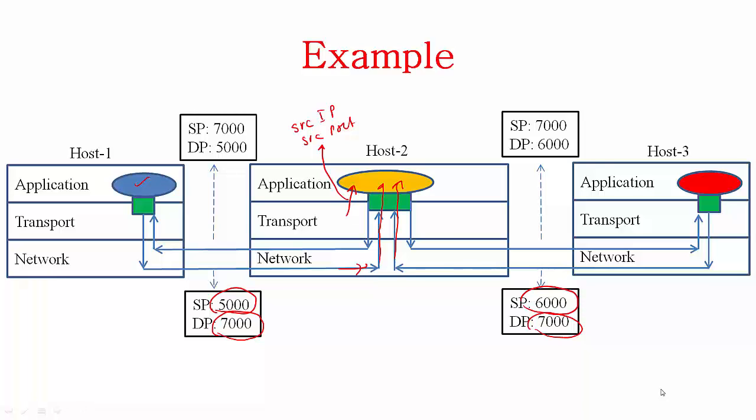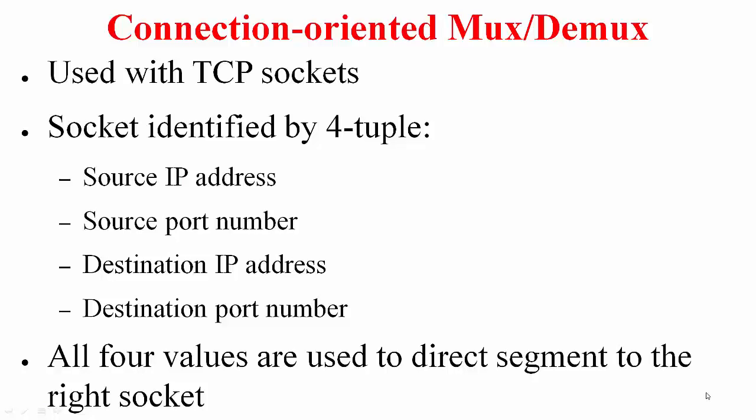So what we have seen so far is connectionless multiplexing demultiplexing. There is connection-oriented multiplexing demultiplexing as well. This is used with TCP sockets. In this case, a socket is identified by a 4 tuple. Here you take into account the source IP address, source port, as well as the destination IP address and destination port. So basically, when you get a segment, you use all these fields to direct it to the right socket.